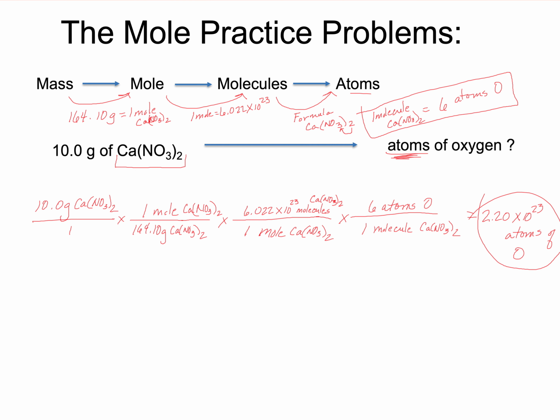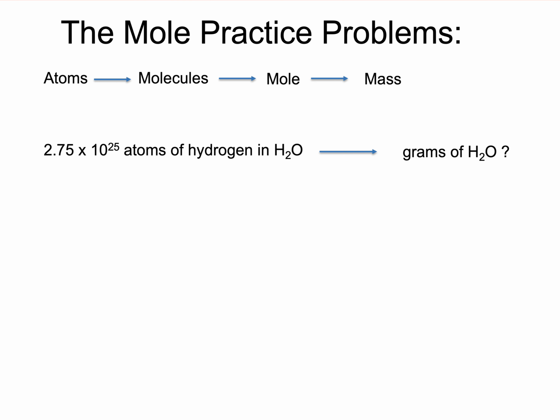It's possible to go backwards. On that kind of problem, we can start with atoms and go backwards into mass. So let's try a problem like that. This one we have a value of atoms of hydrogen, or H, that happens to be in this substance, that molecule. So how we start this out is we're going to do the 2.75 times 10 to the 25th atoms of H, and we're going to put that over 1, and we're going to convert those into molecules.